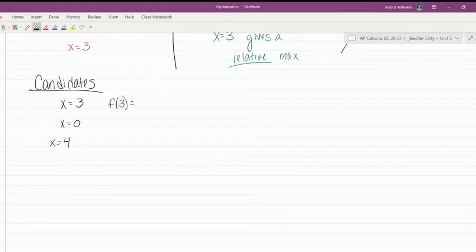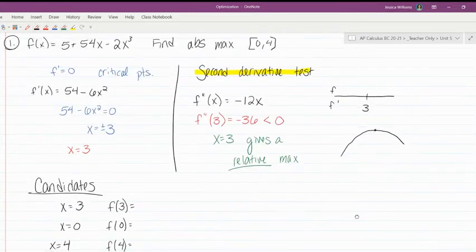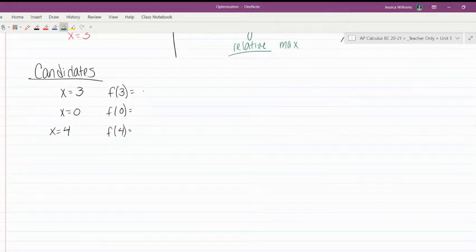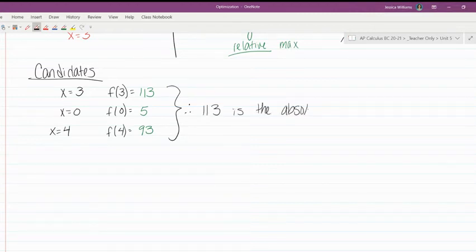Let's see what f is at 3, our original function, not our derivative, not our second derivative, because we're finding the absolute max of our original function. So it's all the way up there. I hope you have it written down. I hope you trust my arithmetic. Maybe you should, maybe you shouldn't. But these are the values I got. And just by testing those, I can see that, therefore, 113 is the absolute max.